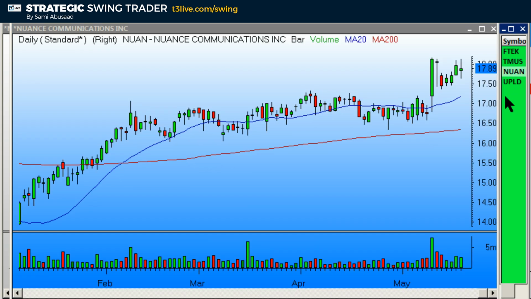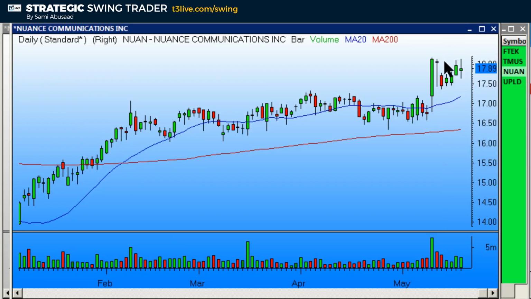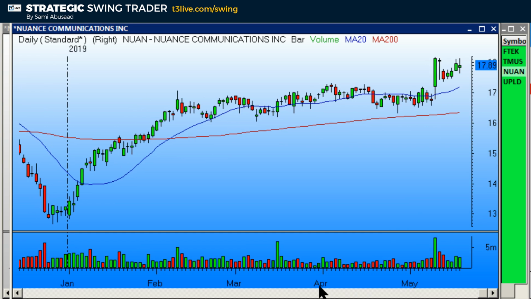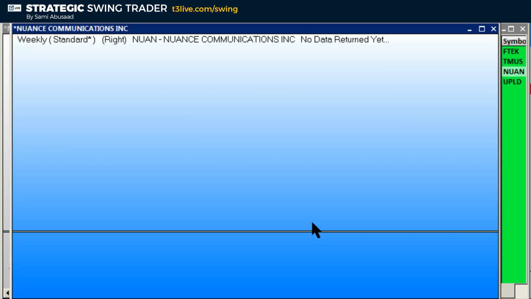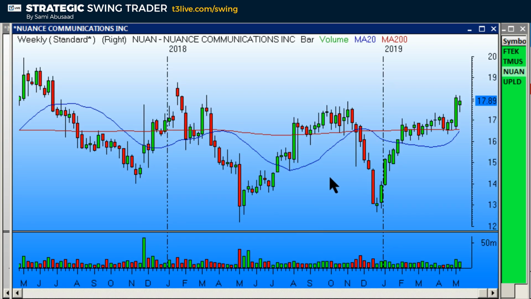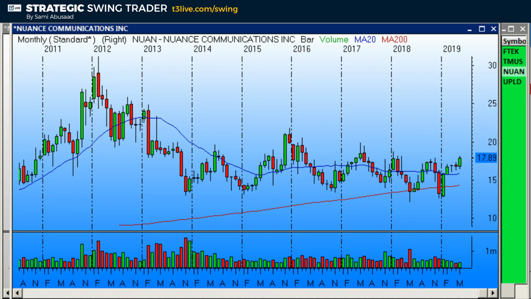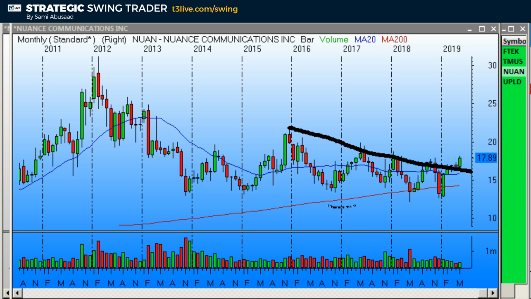Nuon is also setting up as a long-term play. It's a breakout. I don't really love the daily chart on Nuon. But if you look at the weekly, the weekly is also breaking out. If you look at the monthly, this is the chart that I wanted to show you. See this? It's breaking above that trend line, and the moving average is starting to curl and point up.